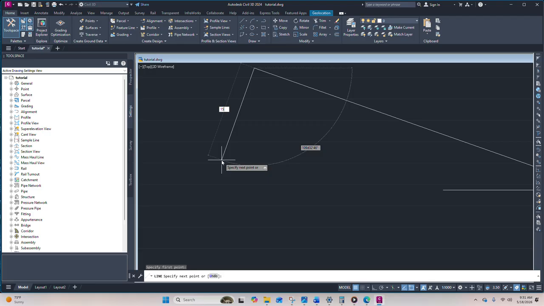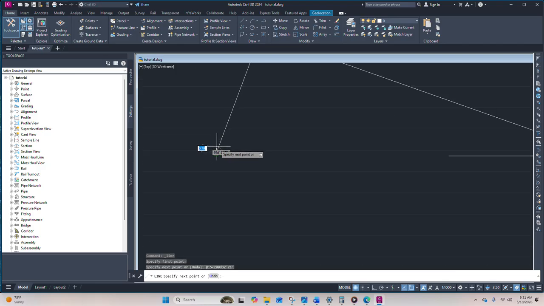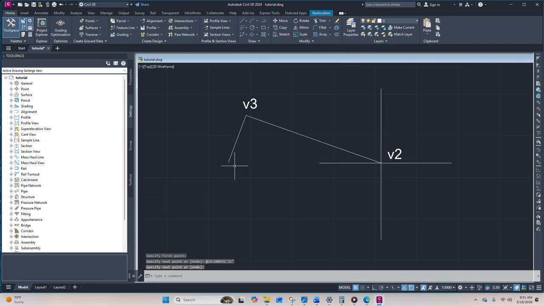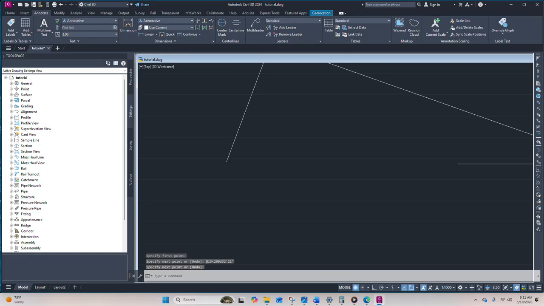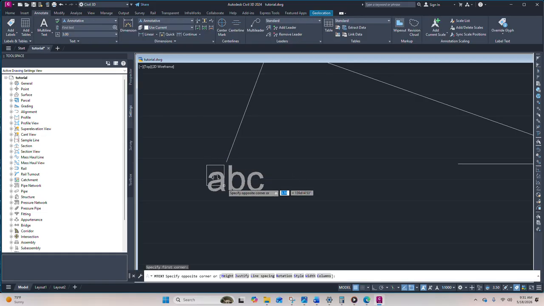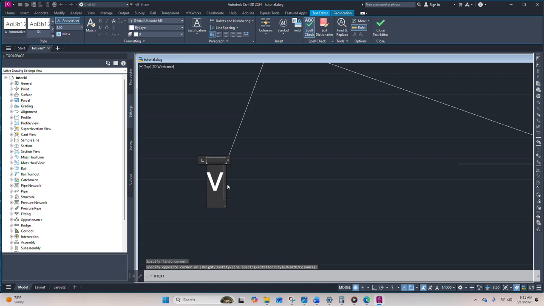Then shift angle sign, 200 D for degrees, then 32 minutes, then 21 seconds, then hit enter. That one will be our V4. So hit enter or escape. So let us create some multi-line text for this. That one will be our V4.